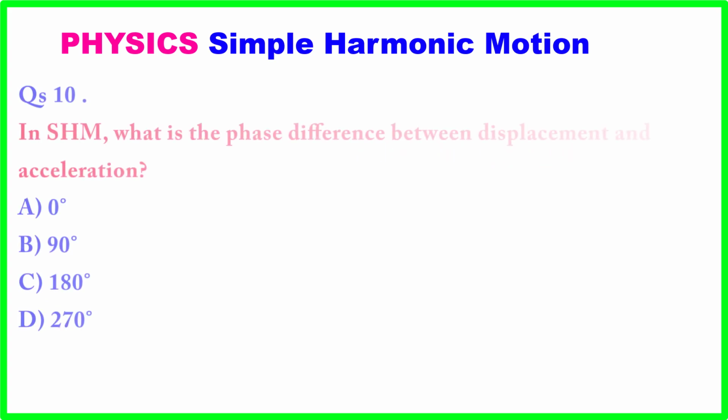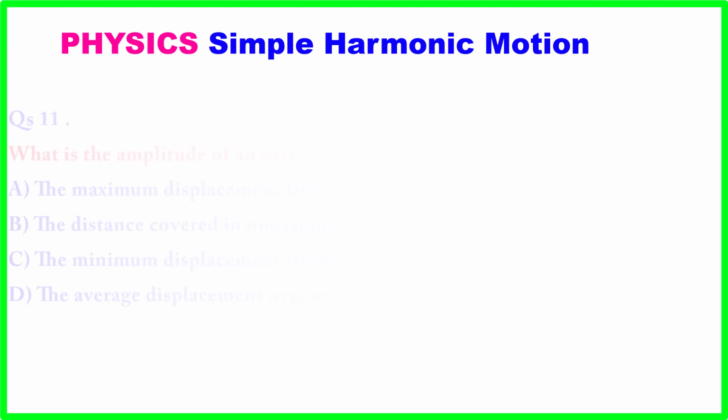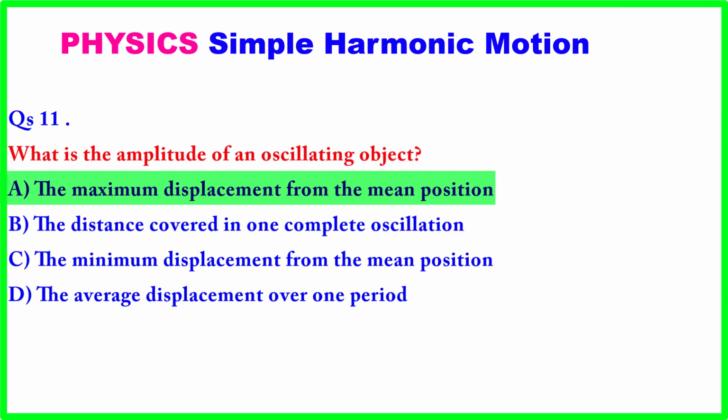In SHM, what is the phase difference between displacement and acceleration? 180 degree. What is the amplitude of an oscillating object? The maximum displacement from the mean position.